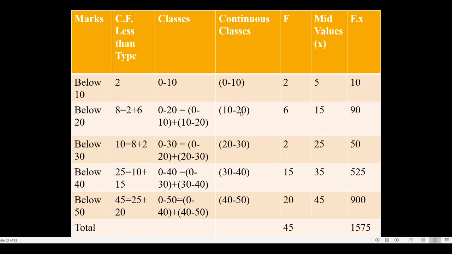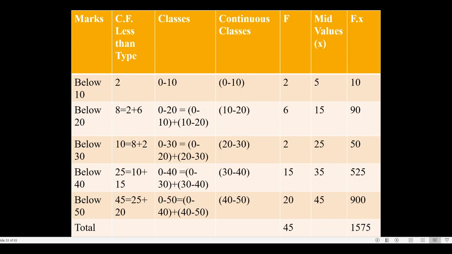Then for the second class, 20 plus 10 is 30, 30 upon 2 means 15. This is our next mid value. Next mid value, 30 plus 20 which is 50, 50 upon 2 is 25. Then 40 plus 30 upon 2 is 35. And for the last class, 50 plus 40 is 90, 90 upon 2 is 45. These are our mid values. Then we find f into x. We know the formula to find arithmetic mean is sum of f into x divided by summation f.